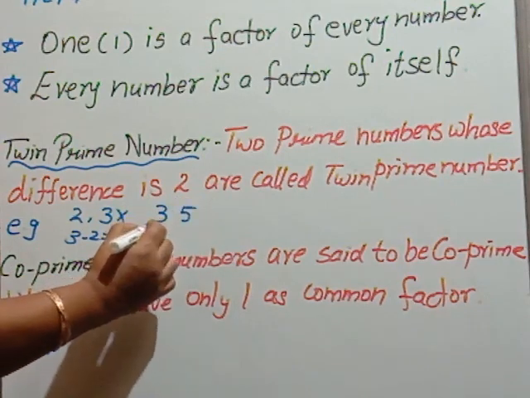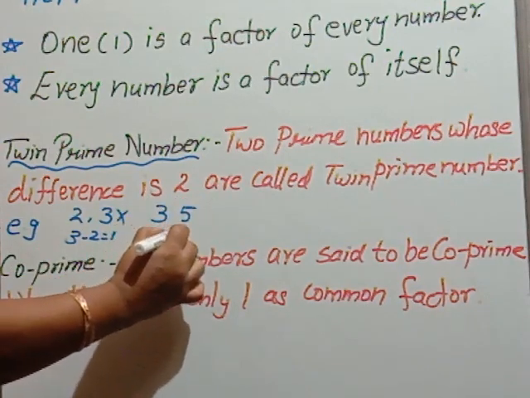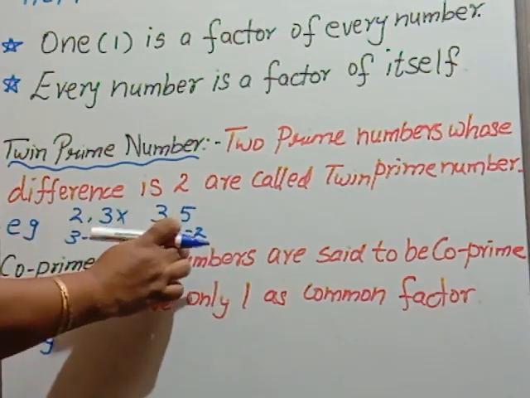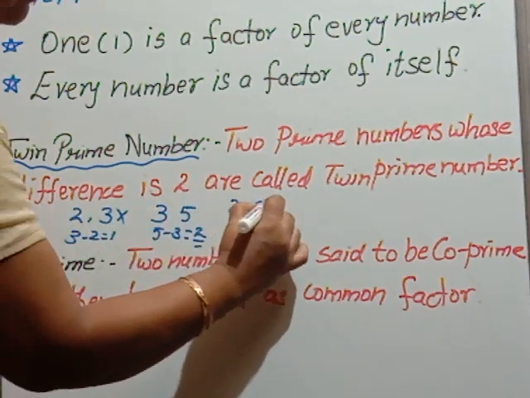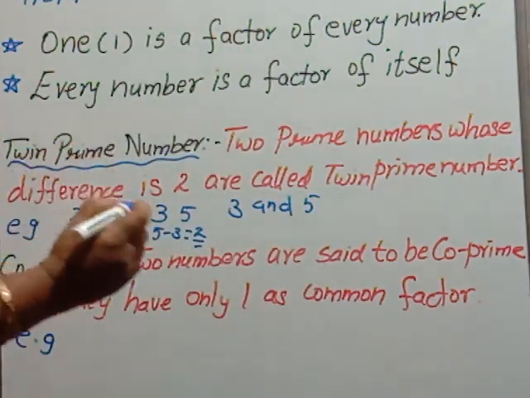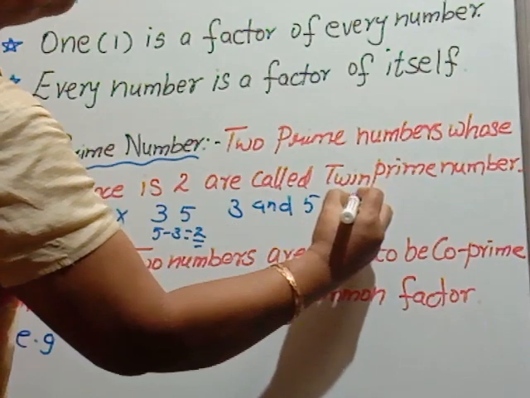Now, which is greater? 5 minus 3 is equal to 2. Now we got the difference 2. So 3 and 5 are called twin prime numbers. Understood, children? I can give one more example.